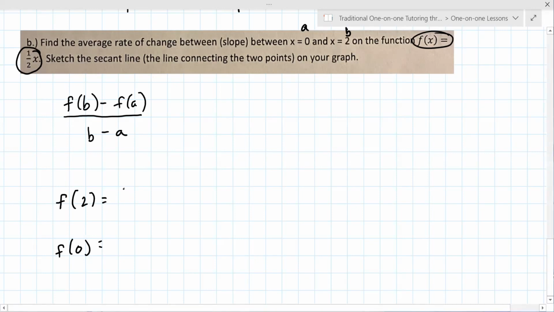So F of 2 means 1/2 of 2. And F of 0 is 1/2 of 0, because our F of x is 1/2 of x. So Sourish, what is 1/2 of 2? Do I have to write that? Yeah, you should write all this. Okay, yeah.